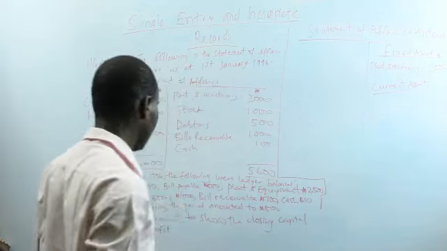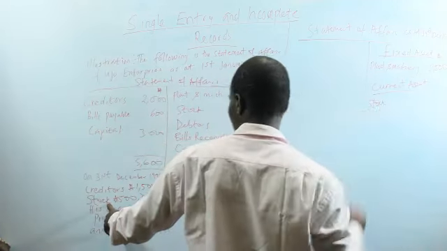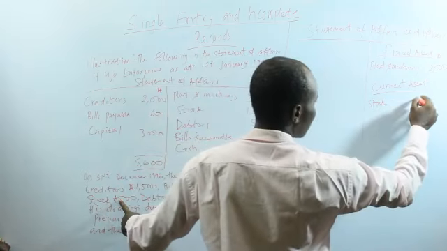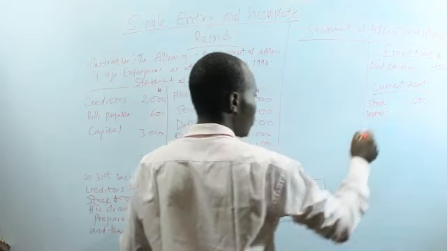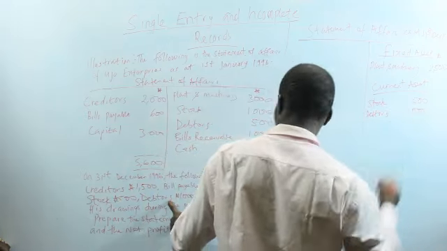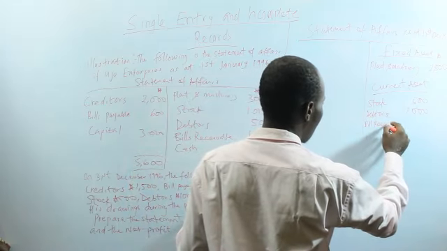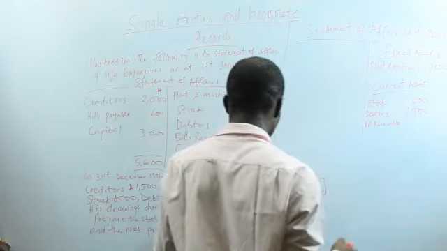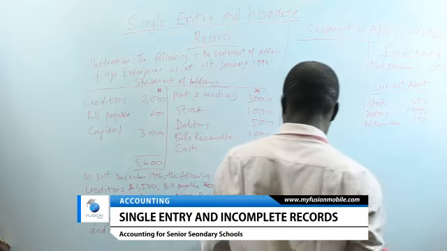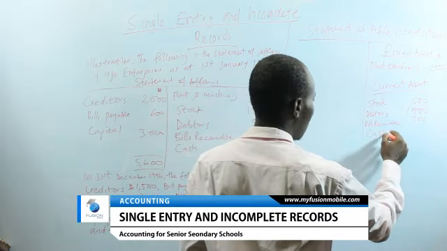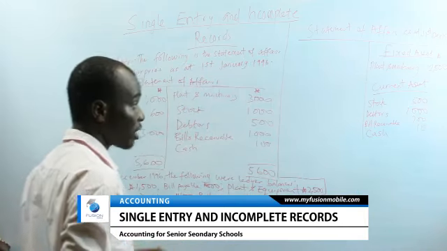So we have stock. We have 500. We have debtors 1,000. We have bill receivable 700. We have cash 10 naira. I think that is all.